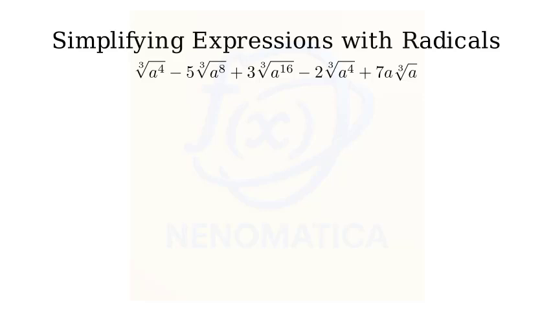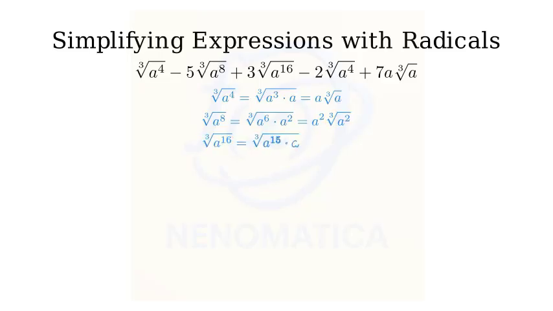Step 1. Split each exponent into a multiple of 3 plus a remainder. That lets us pull perfect cubes out of the radical. A to the fourth is a cubed times a. A to the eighth is a to the sixth times a squared. A to the 16th is a to the 15th times a. Now rewrite the whole expression using those simplified pieces and group like radicals.